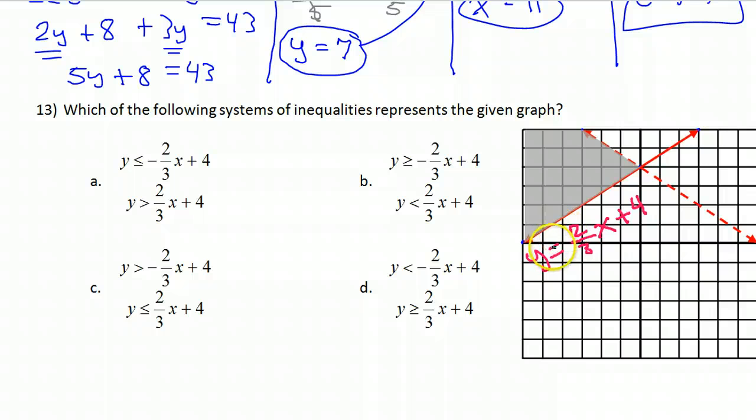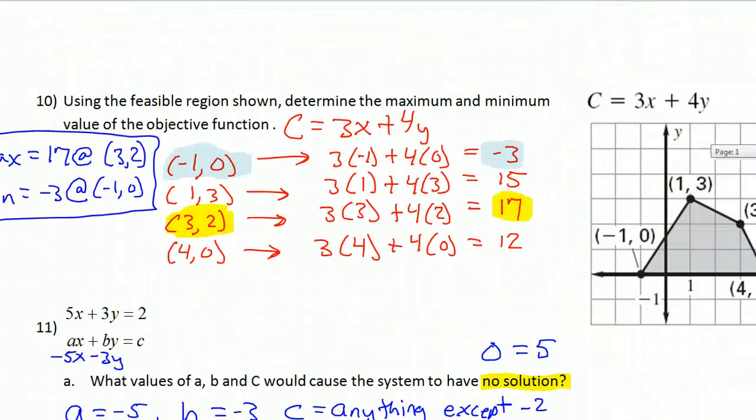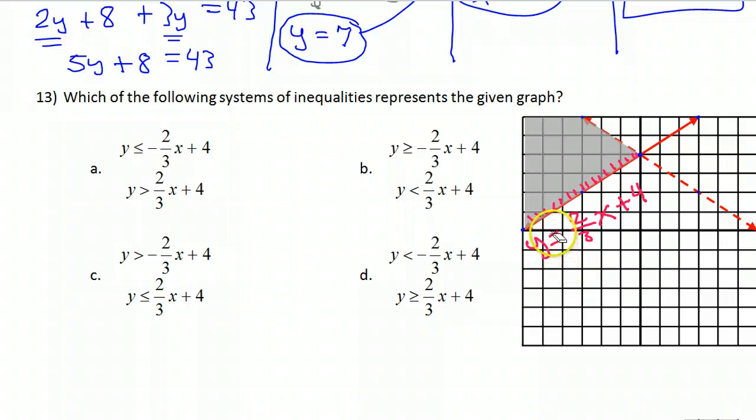Now, I need to replace this with an inequality. Looking at the shading, I see that I'm above this line. Since I'm above that line, that's going to be some kind of a greater than. Because it's a solid line, I'm going to go with greater than or equal to. So y is greater than or equal to 2/3 x plus 4.